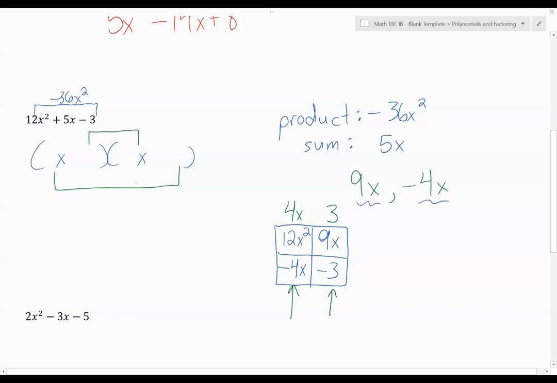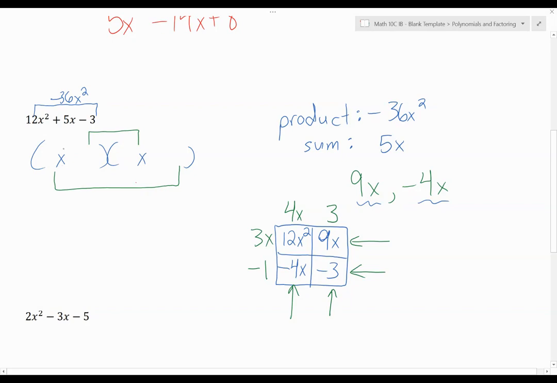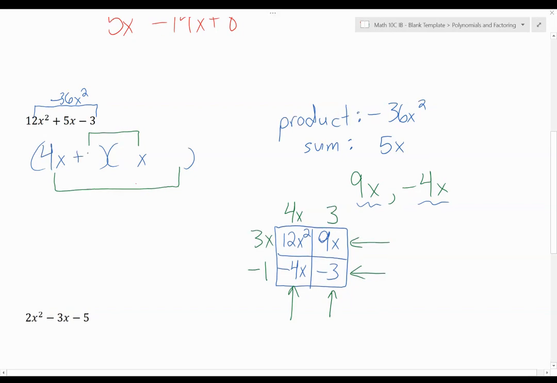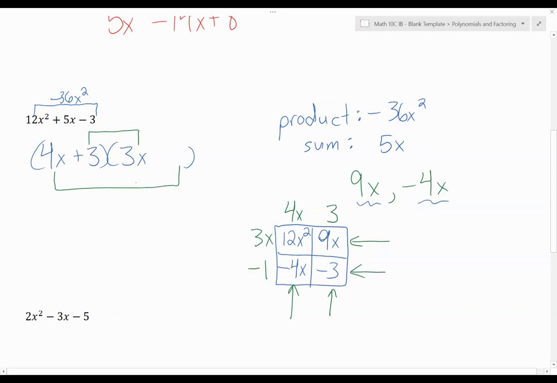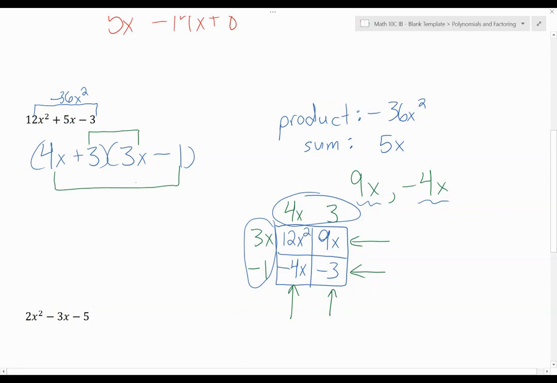Now looking at the first row, the greatest common factor of 12x squared and 9x is 3x. And at the second row, the greatest common factor of negative 4x and negative 3 is just negative 1. This tells me that my two linear terms are 4x plus 3 and 3x minus 1. I read the row and the column of what I pulled out. And again, you could re-verify this.